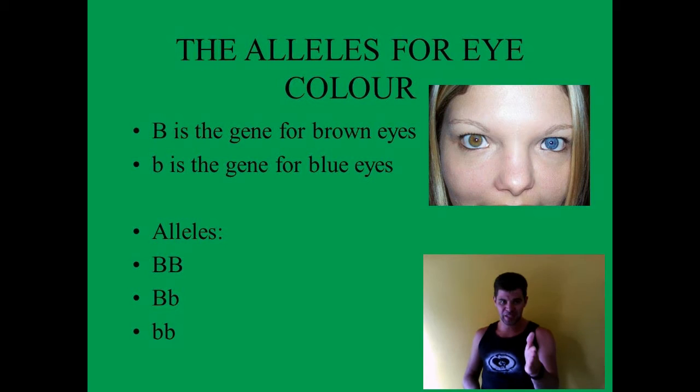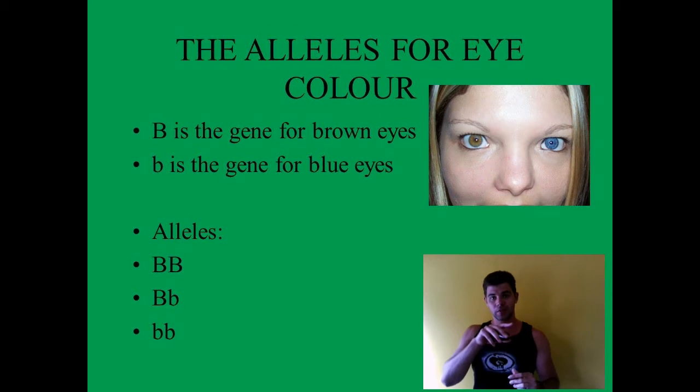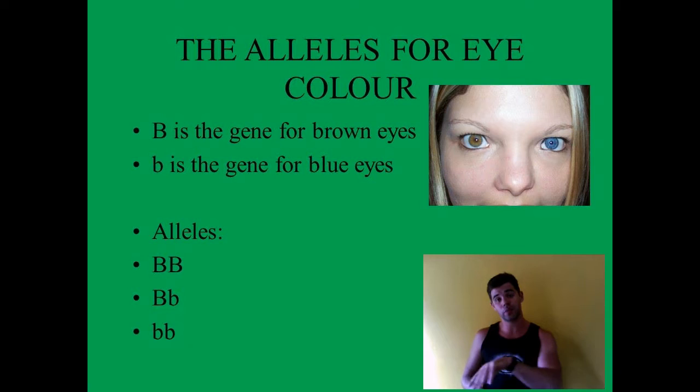We've got a capital B there. That capital B, the fact that it's in capitals, indicates that it is a dominant gene. So capital B is the gene for brown eyes. Okay, the dominant gene, and that codes for brown eyes. Lowercase b is the gene for blue eyes. Now the lowercase indicates it is a recessive allele, and that's the gene for blue eyes.